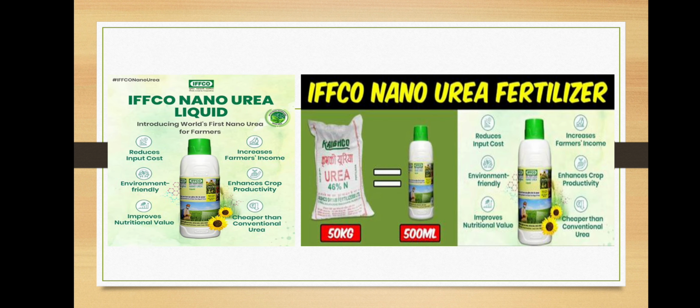These are the IFFCO nano urea liquid and IFFCO nano DAP fertilizers. In nano DAP, 16% phosphorus will be present. 46% is replaced by only 16% because of its efficiency in absorption.